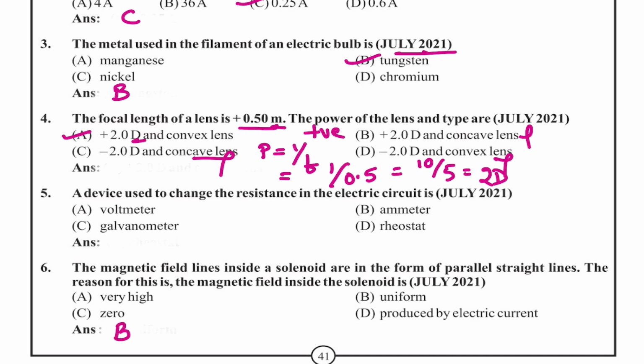option B. We also have a video based on the magnetic field lines in solenoid. It is in the simple, easiest way to remember in the form of a table. You can check our channel for a detailed explanation about the solenoid and its magnetic properties.